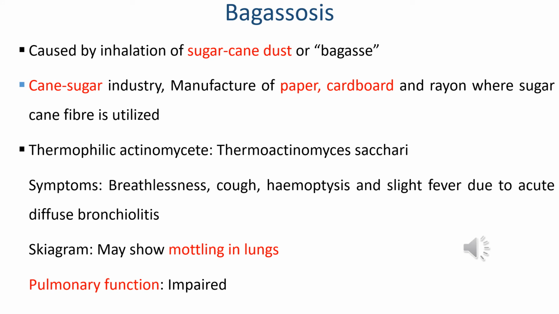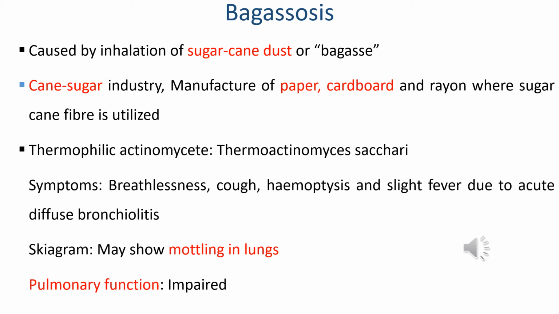Another type of pneumoconiosis is bagassosis. It is caused by the inhalation of sugarcane dust or bagasse. These are the occupations where there is incidence of bagassosis: the cane sugar industry, manufacture of paper, or manufacture of cardboard and rayon where cane fiber is used.